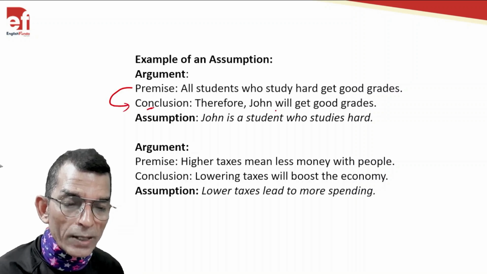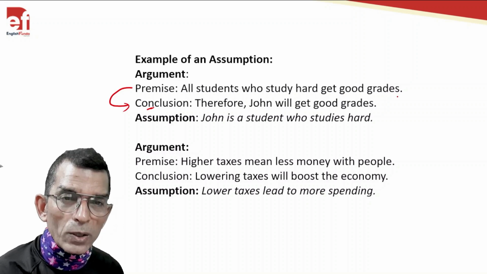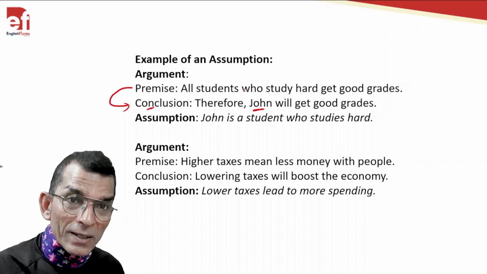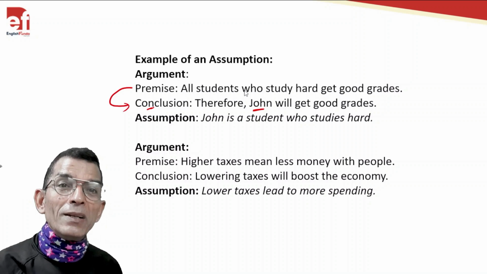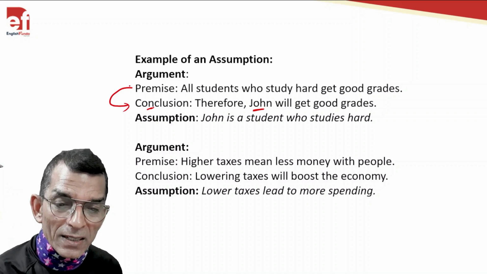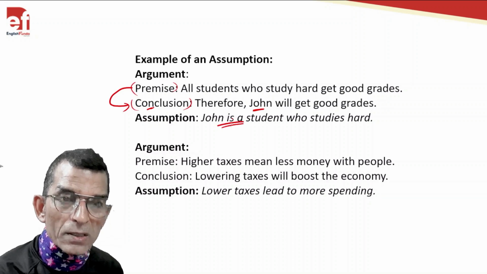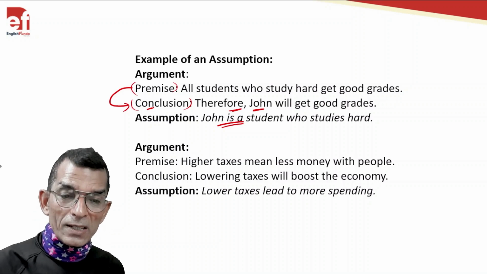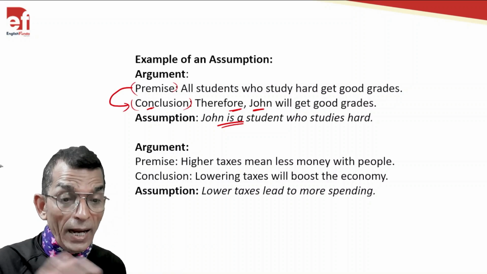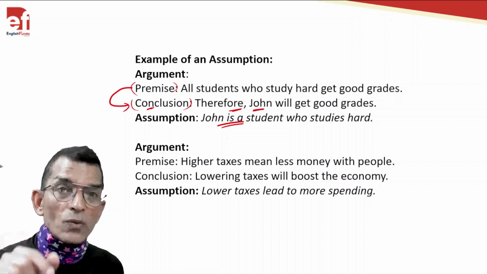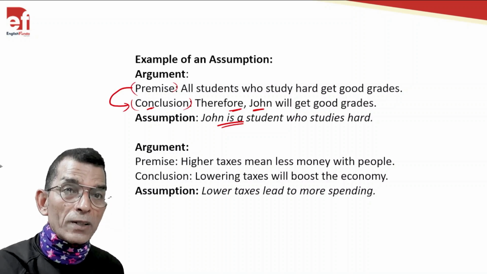Therefore, John will get good grades. You said all students who study hard get good grades, and you started using a name. You said, therefore, John will get good grades. But the problem is you did not tell me whether John is a student who studies hard. But that is hidden here. When you consider this premise and the conclusion, you see that this must also be a reason. Only then I can reach this conclusion without much doubt. That is, all students who study hard get good grades, and John must be a student who also studies hard. Only then the conclusion will stand that John will get good grades.